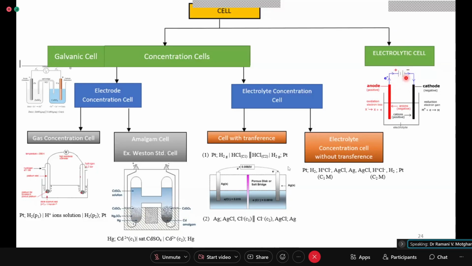The small portion represents the negative part. So the electrode to which you connect the negative terminal becomes the cathode, and the electrode to which you connect the positive terminal becomes the anode. And you place it into an electrolyte solution.